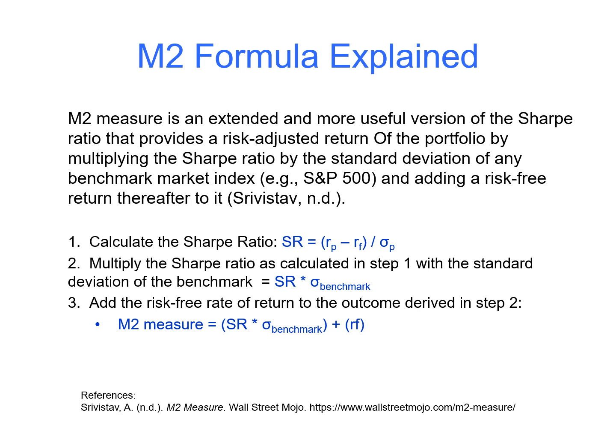Let's break down the M2 formula. First, calculate the Sharpe ratio. We did this one earlier. Next, multiply the Sharpe ratio by the standard deviation of a benchmark market index. Third, add the risk-free rate to the result. And keep in mind this process adjusts the Sharpe ratio to make it directly comparable to market returns.